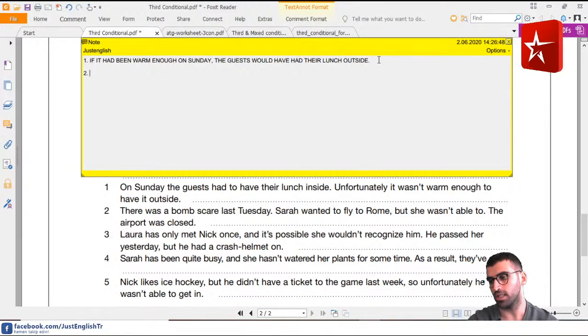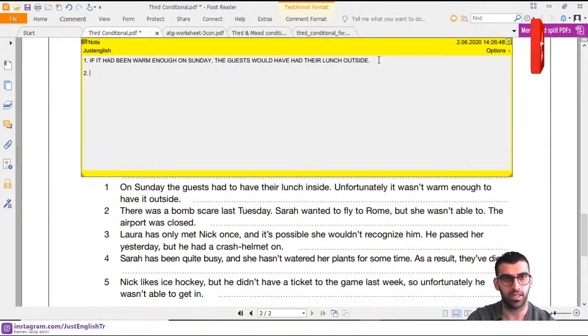And let's change sentence number two by using a third conditional sentence. There was a bomb scare last Tuesday. Sarah wanted to fly to Rome, but she wasn't able to. The airport was closed. So that is a really good sentence to change, and I will ask you to change it for me. If I say that's the correct answer, I will write it on my screen to show everyone, and I will write your name in front of the sentence you wrote.